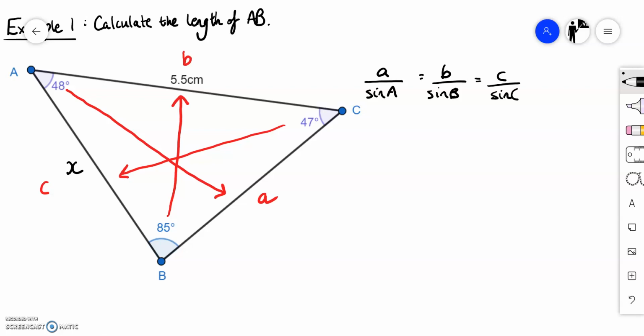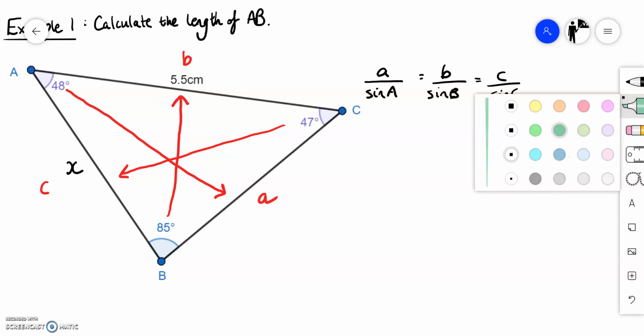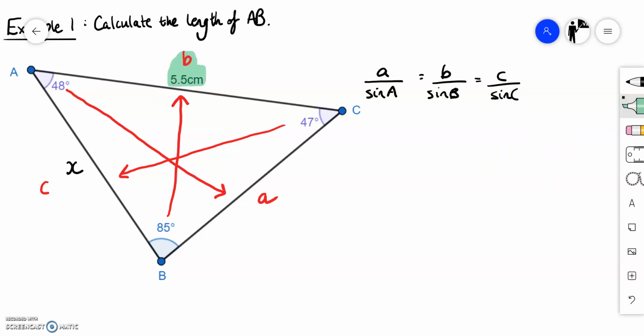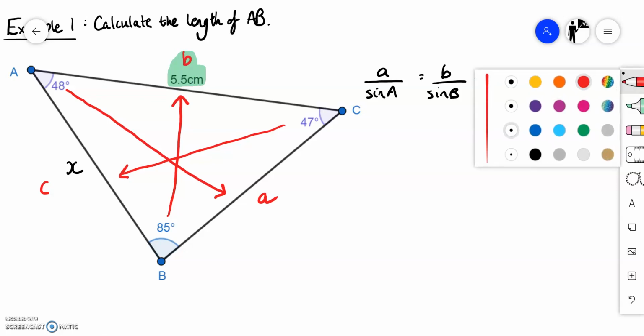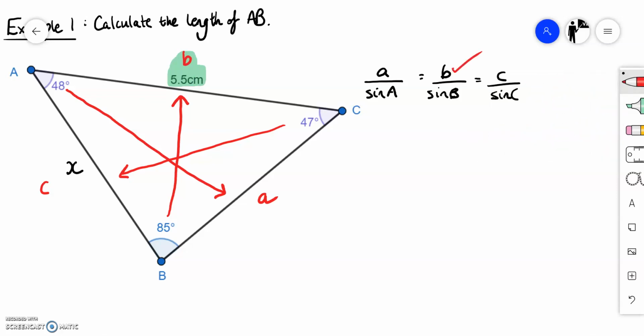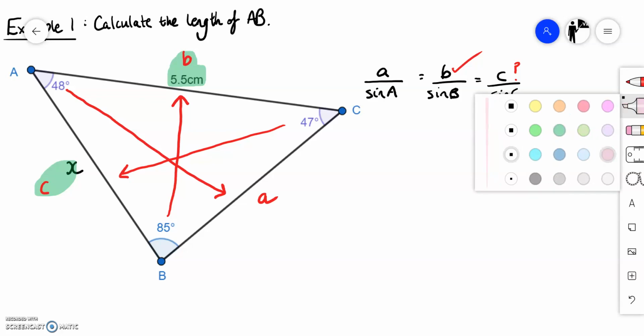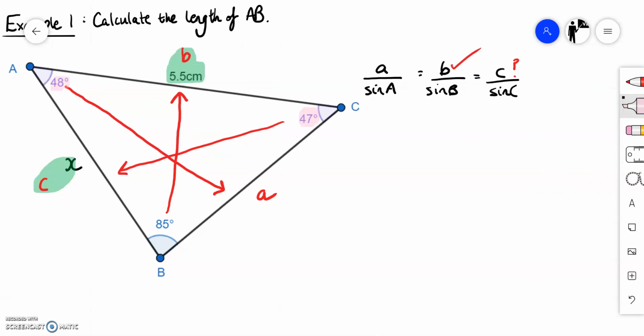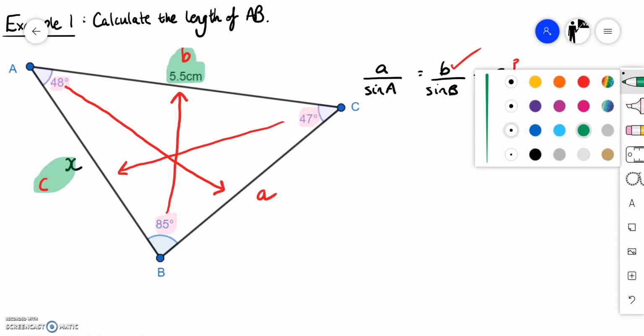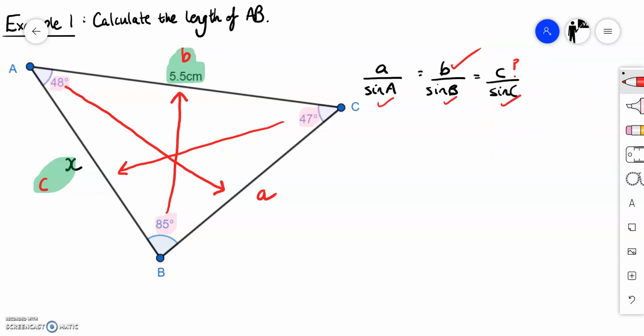Okay, so let's look at what we know. We know, I'll label it here, we know the length of side b. So I can tick that length there because I know it. We want to work out the side length c. So I'm going to put a wee question mark here because we want to work that out. We know all three angles. We know angle A, angle B, angle C. So we can quite easily evaluate sine A, sine B, sine C.